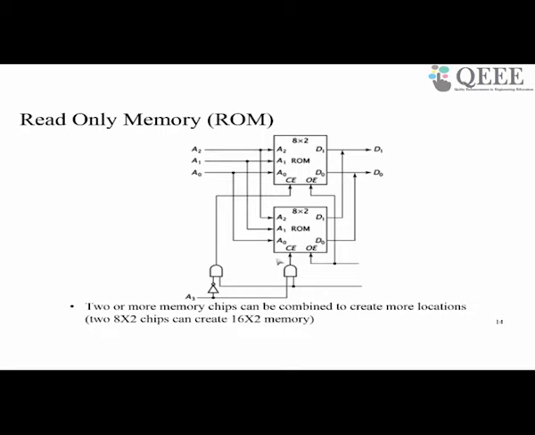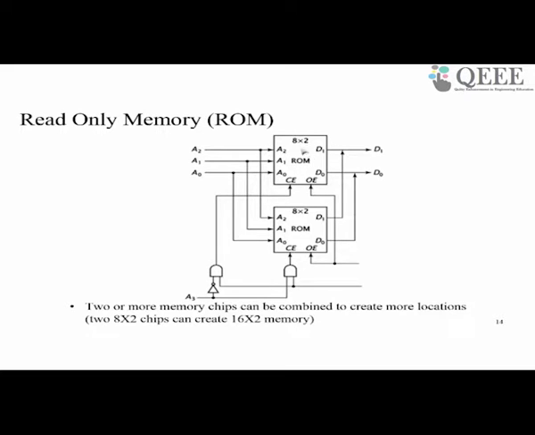Now we will look at the other problem, wherein we want an address space which has got 16 locations, but each location storing only 2 bits. For that again we can use two 8 by 2 ROMs, the same thing that we used earlier, but the way we interface them will be different.